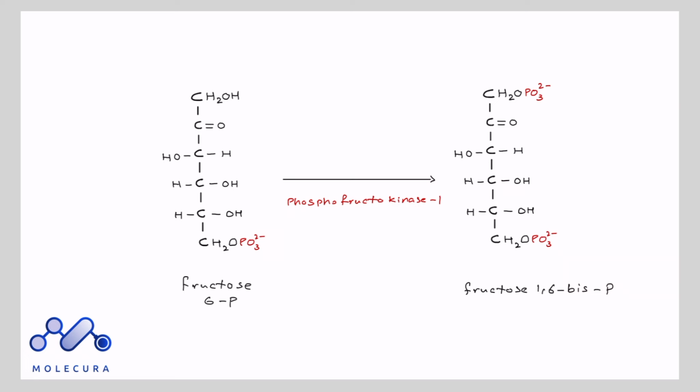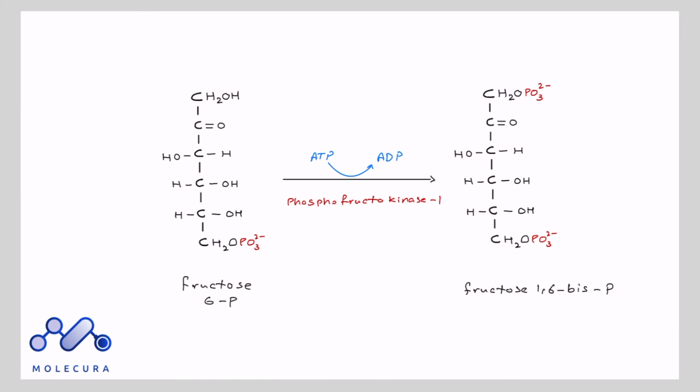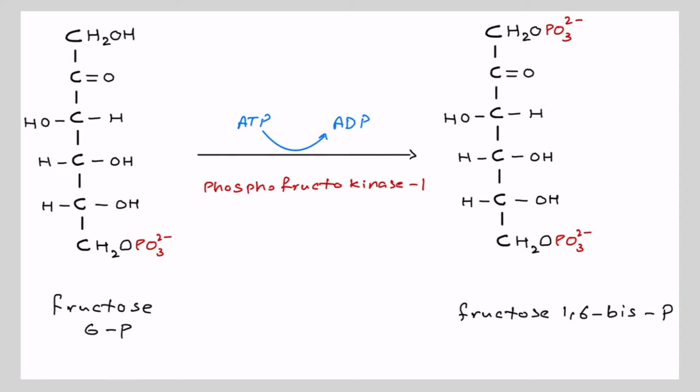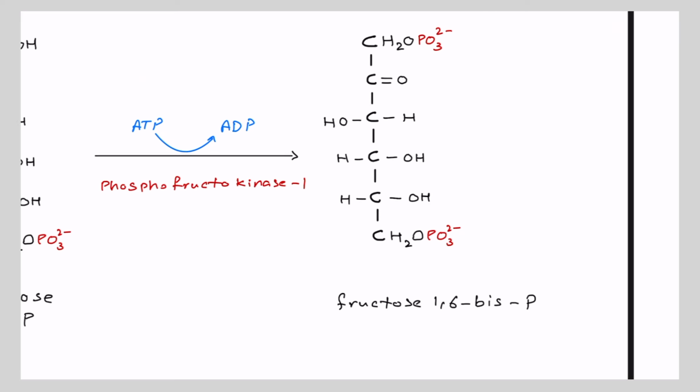So where does this phosphate group come from? It's going to come from ATP, which gets hydrolyzed and consumed, and it's going to be converted into ADP. So this is the second reaction of glycolysis in which ATP is getting consumed. In the later steps, ATP gets produced, and we're going to have a net production of 2 ATP, as we're going to see. So now we look at fructose 1,6-bisphosphate to see what is happening exactly.